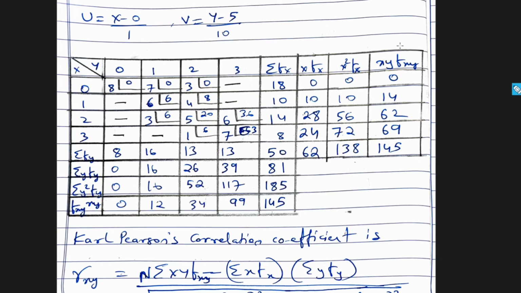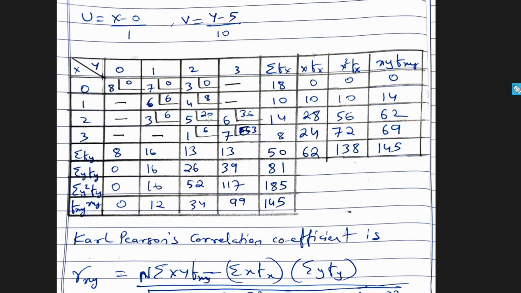Okay. Next, this and this both are same. Again, x into y into fxy. We don't need to calculate it again. We already have the boxes and the numbers here. Just add them vertically. So here there is only one box, 0. So it is 0. Next, 0 plus 6 plus 6, 12.